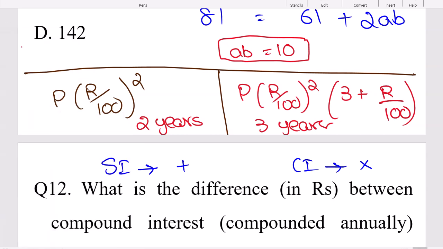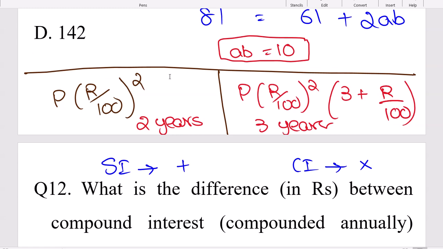This is the formula for 3 years. This is the formula for 2 years. The difference between simple interest and compound interest for 2 years is P into (R by 100) whole square. For 3 years it is P into (R by 100) whole square into (3 plus R by 100). Formula noted. But sir, then why did you explain the concept for us? You wasted our time. But my dear friend, there is no formula for 4 years.